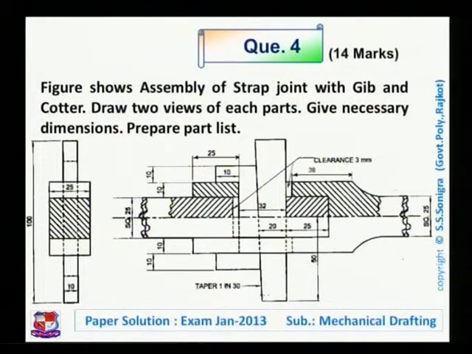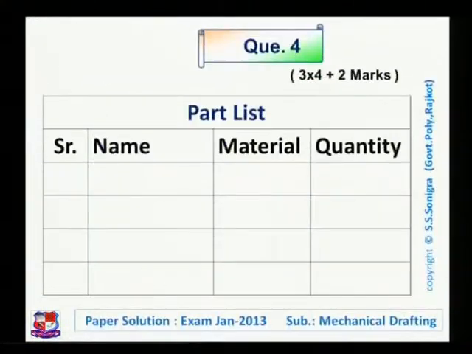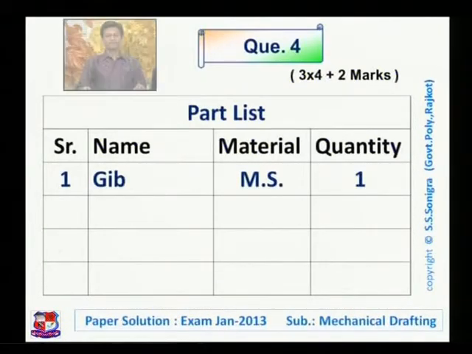So how to prepare a part list of the given case? For that, make a table like this: part list, serial number, name, material and quantity. This is a common type of part list which is used in industry nowadays. So first serial number is number 1, name of component is gib, and material is mild steel, and quantity is 1. 1 gib is there in the given assembly.